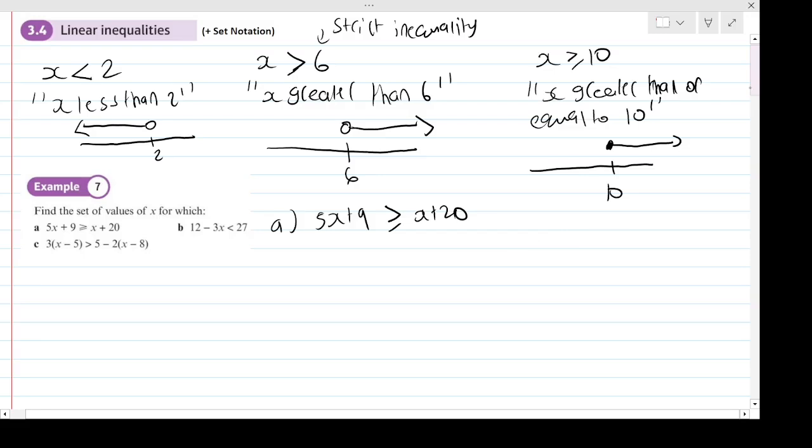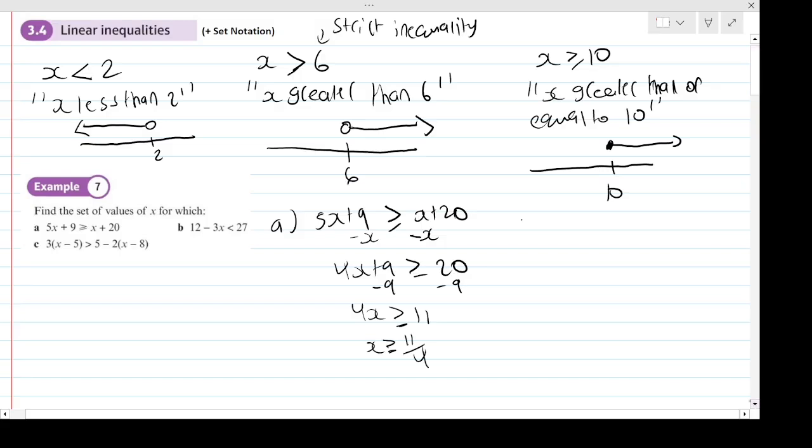so we need to solve, just get x, right? So first of all, like with any equation, you want to get x on its own. So let's take away the x from both sides. So you're left with 5x minus x is 4x plus 9 is greater than or equal to 20. Then we want to get rid of this 9, so minus 9 from both sides. Then we get 4x is greater than or equal to 11. Cool. But then x, if you divide by 4, is simply greater than or equal to 11 over 4. Okay. Cool. That's part A.